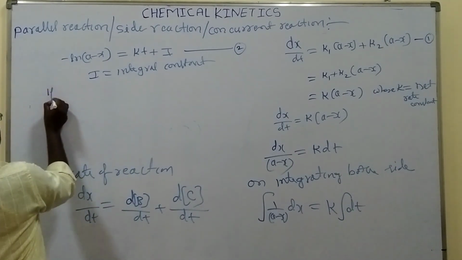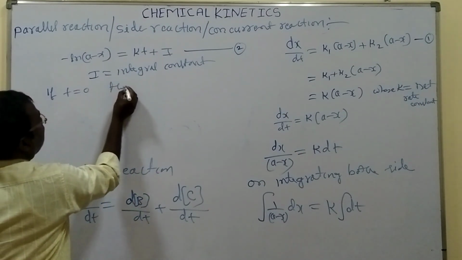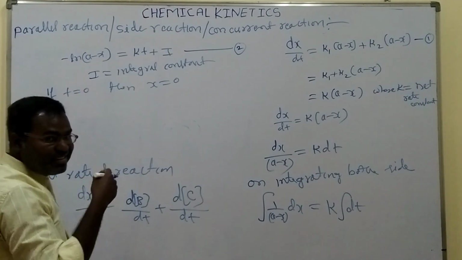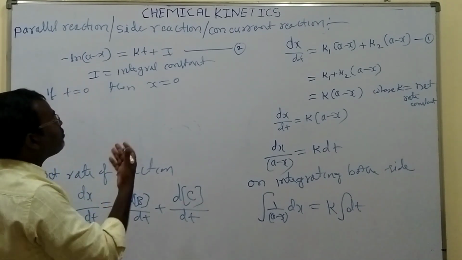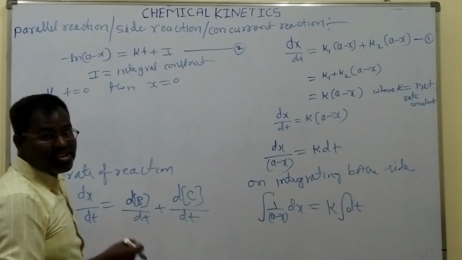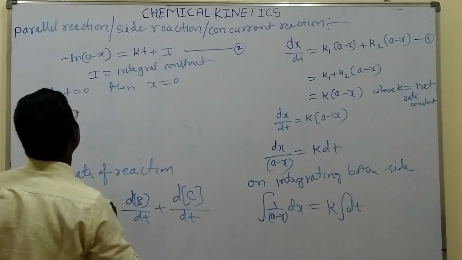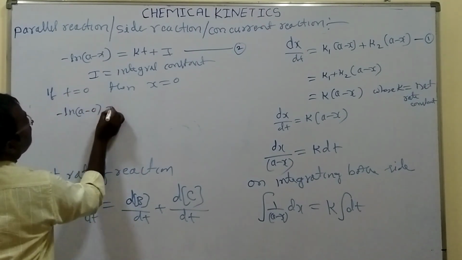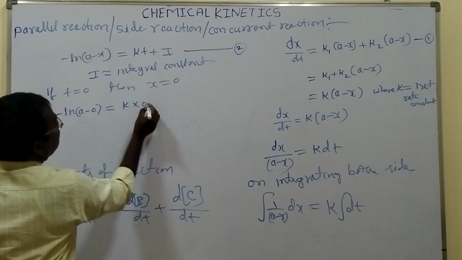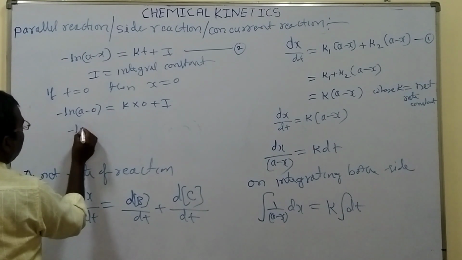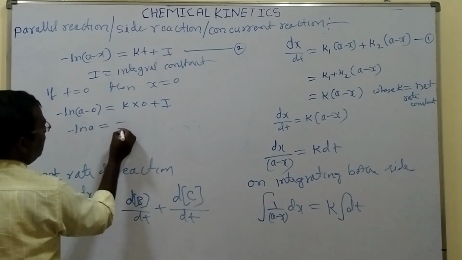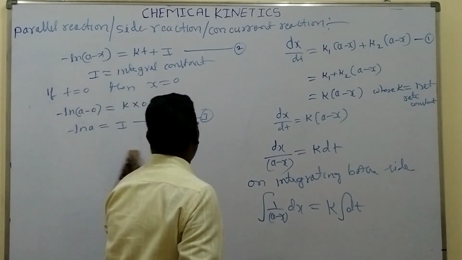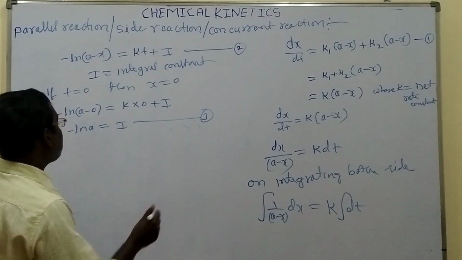Again, if t is equal to 0, then x is also equal to 0. If we haven't started the reaction, there is no transformation; we have only pure reactant. That's why x is equal to 0. So in that condition, minus ln a minus 0 is equal to k into 0 plus I. So minus ln a is equal to I. This is equation 3. Now from equation 2 and 3, how can we simplify it?